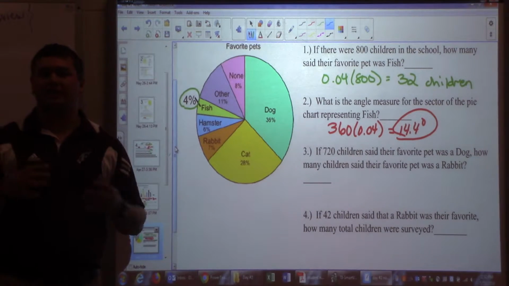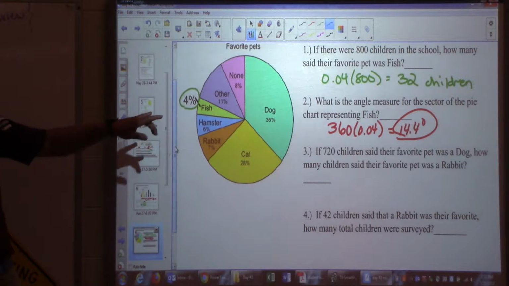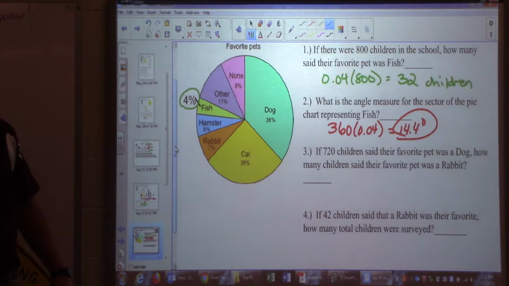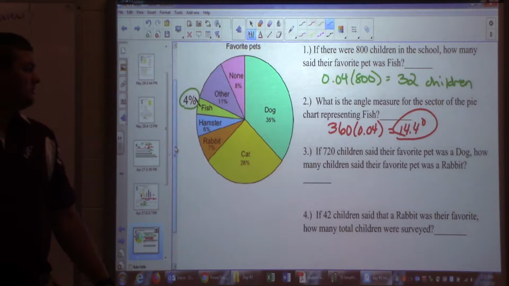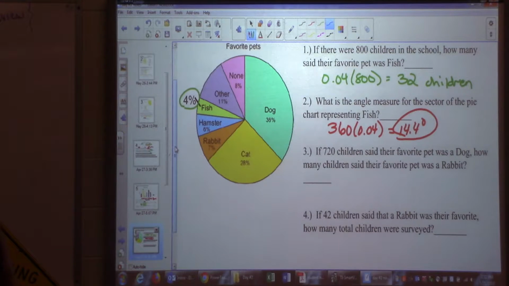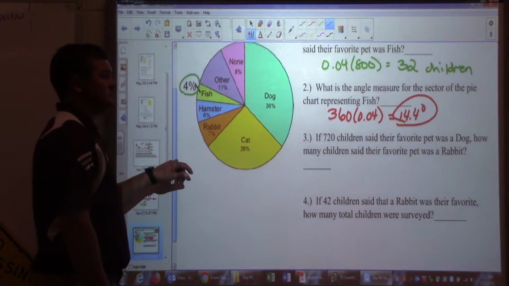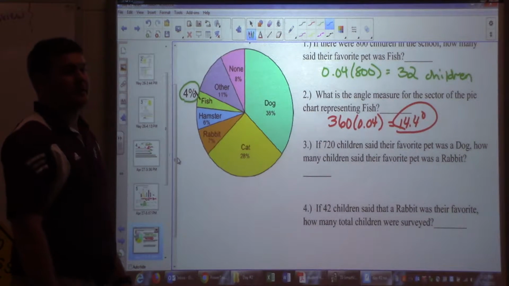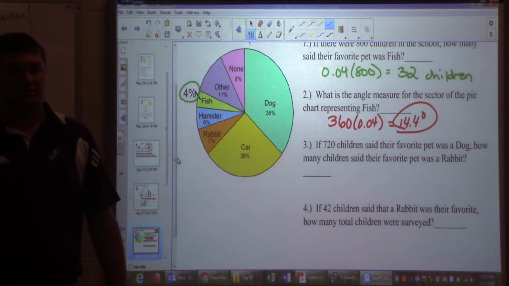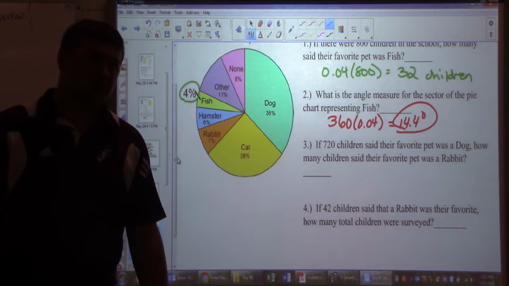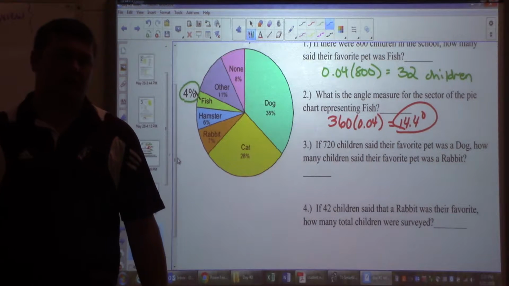How should we go about starting? Well, how did we? Jay, what do you think? Because the 720 is part of like a different, like, if the amount of children that say that their favorite pet is a dog is 36%. Okay. So if 720 children say that, and that means that's 36% of them. Okay. So how would I put that down?